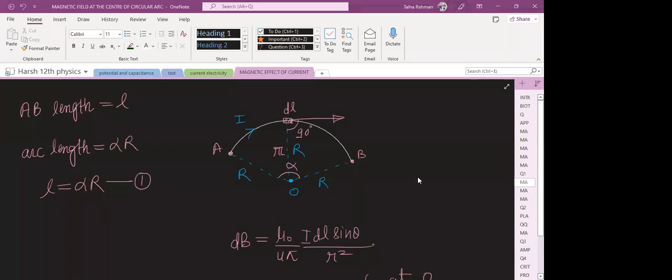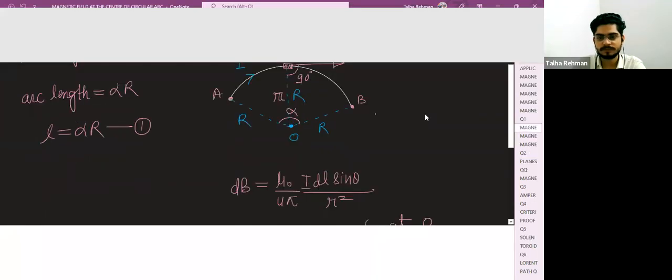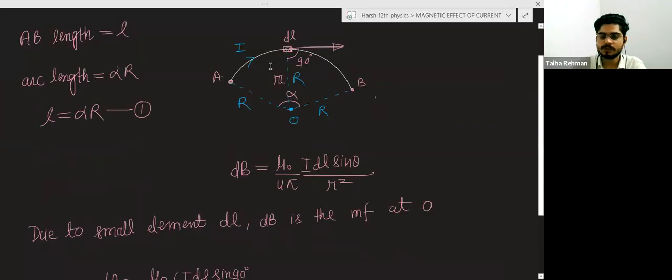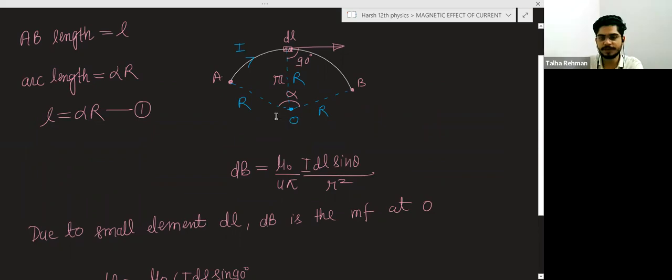Okay, so this is a circular arc. I have told you, this is a circular arc. This is a small element dl, and we have to calculate the magnetic field at this point O.